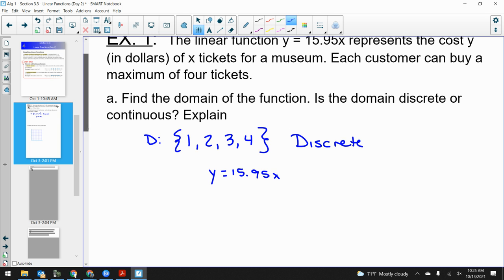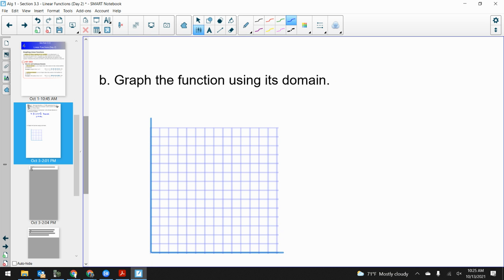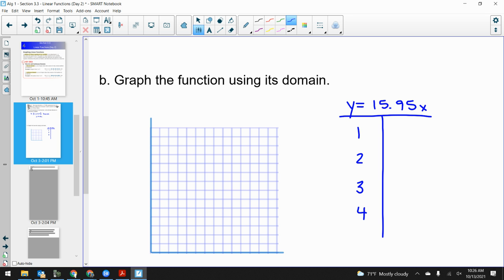All right. Now what we're using is we're graphing the domain. Graph the function using its domain. So what do I need to do now? Well, if it's y is equal to 15.95x, I need to make myself a table of values. Okay, and we've got 1, 2, 3, and 4 using my domain.